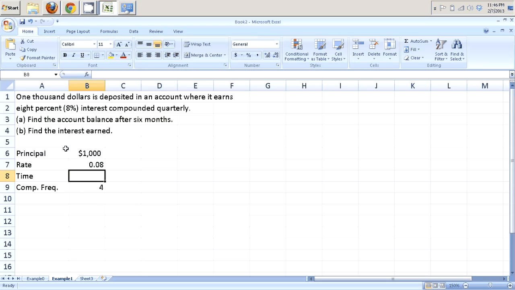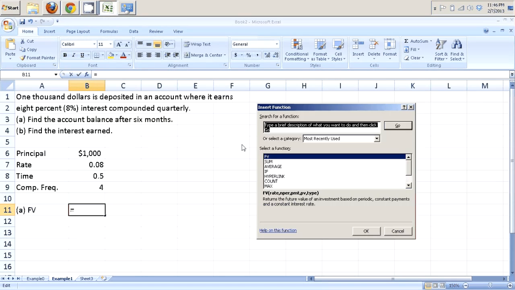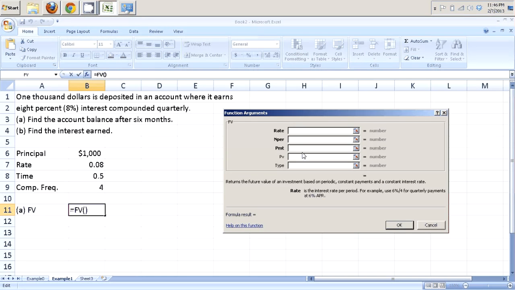And for this problem, we're going to say the account balance after 6 months. So in terms of a year, that is 6 months divided by 12 months. It converts it to a year. You have a half a year. Part A, let's find the future value of the account. We come up here, click our little FX, and we do the future value function. Rate is, again, the interest rate divided by the number of compounding periods per year. The number of periods is the number of periods per year times the number of years. So in our case, it's 2 because it happens quarterly. There are 2 quarters in half of a year. And the payment is zero. The present value is the negative principal.